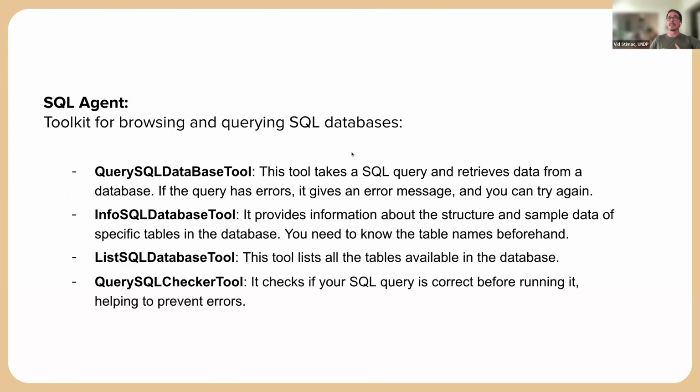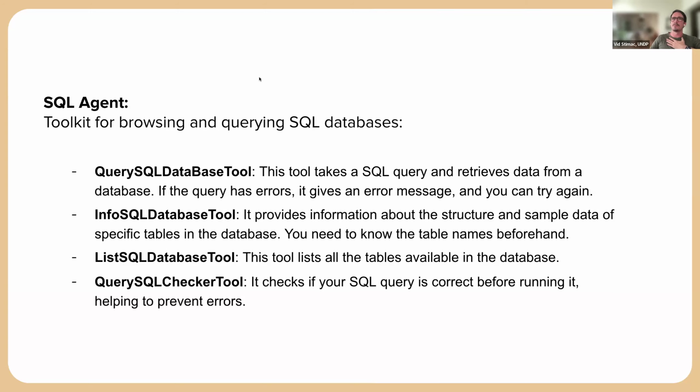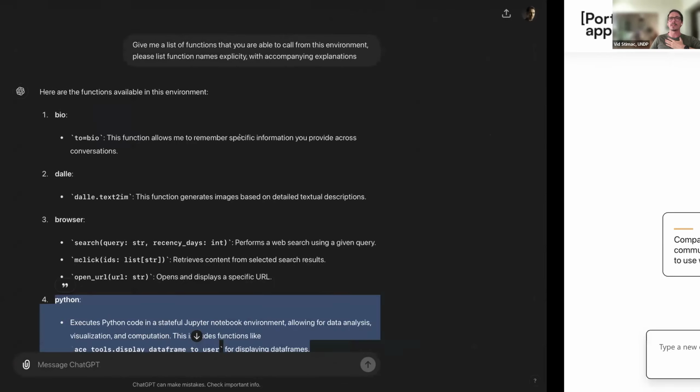There's a tool that takes an SQL query and retrieves data from a database. There's one that provides information on the structure of the tables, so it can design its queries. There's one that lists the tables available in the database, and there's one checking the actual query. So these are 4 tools that the data analyst would need to use. Let me show you how that works in practice.